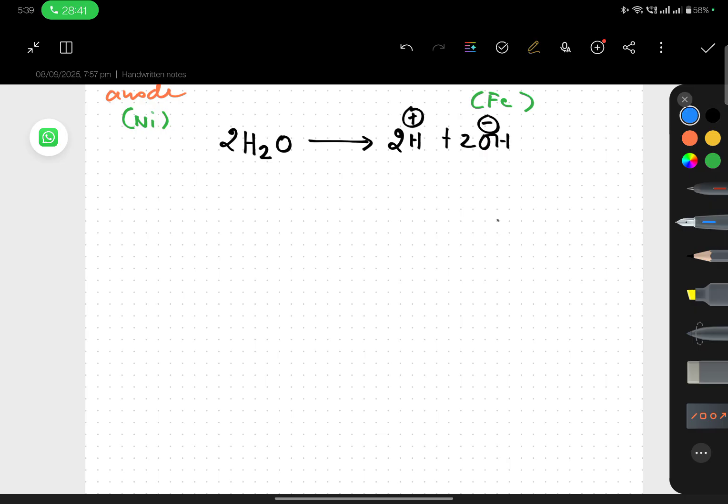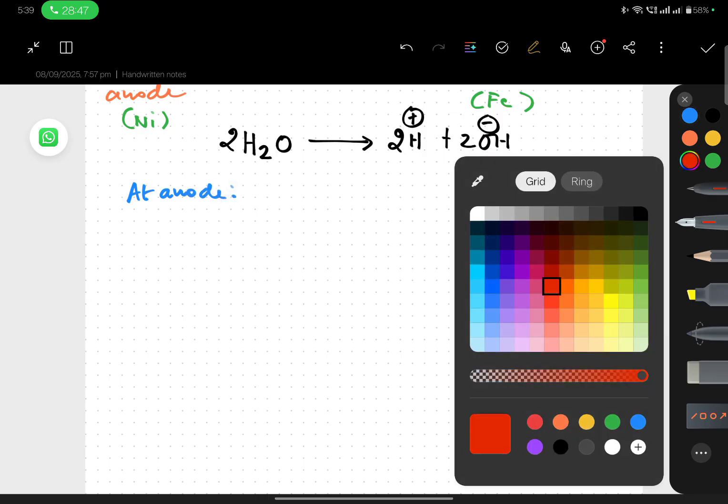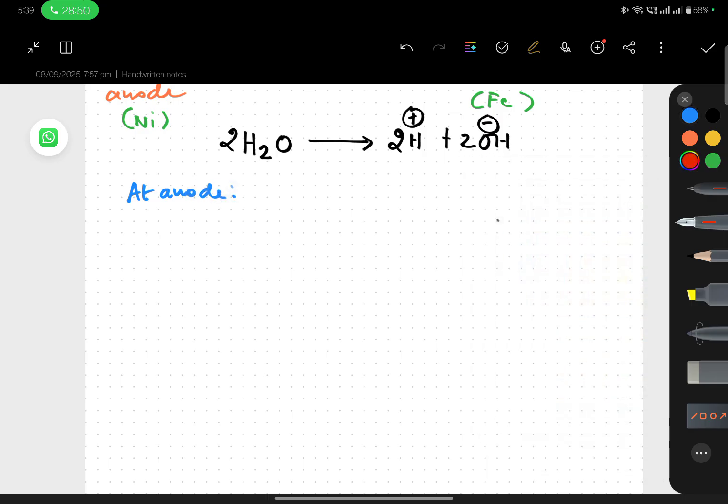Okay, ma? So at anode, what will happen? What reaction takes place, ma, at anode? Oxidation. What is oxidation, ma? Loss of electron. So who is having electron, ma, among the two species? 2H plus, 2 OH minus.